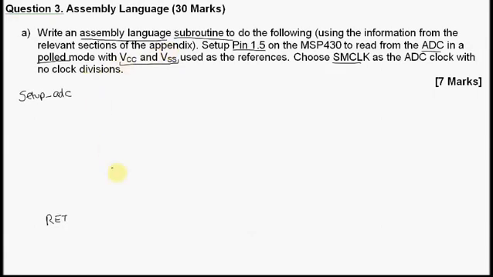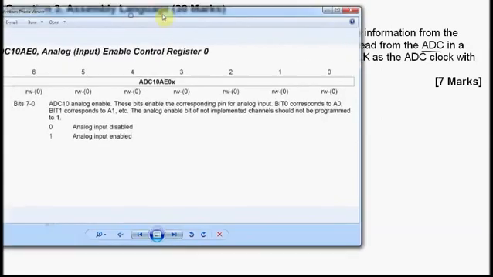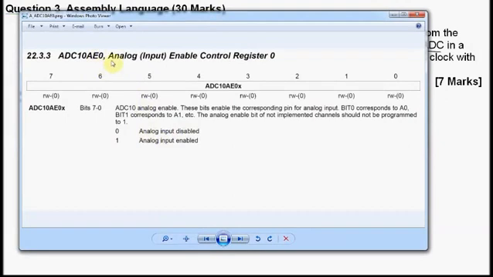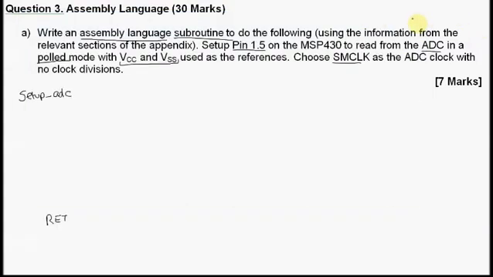So basically what we need to do is heavily refer to the appendix and work out what the relevant areas are. So firstly, we're saying we're going to be using P1.5, and we actually need to enable that in 2 different places. First place we need to enable it is in the ADC10 analog enable register. So we're using pin 5, this one here. We need to set that one to a 1 to enable it. If we have a 0 there, analog input's disabled. If we have a 1, analog input is enabled. So we set that one to a 1.